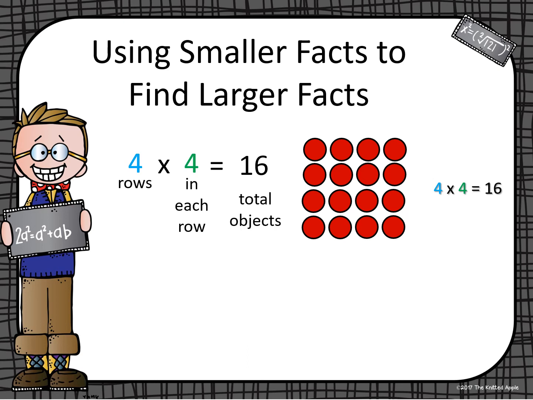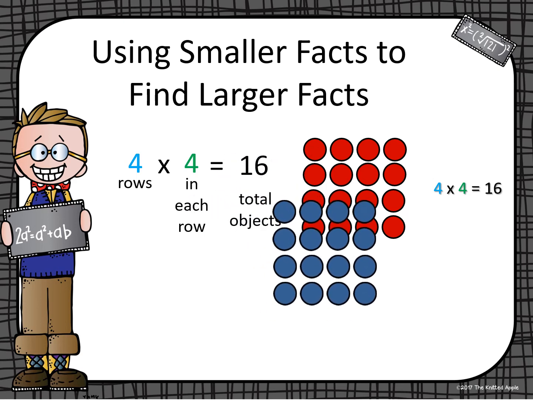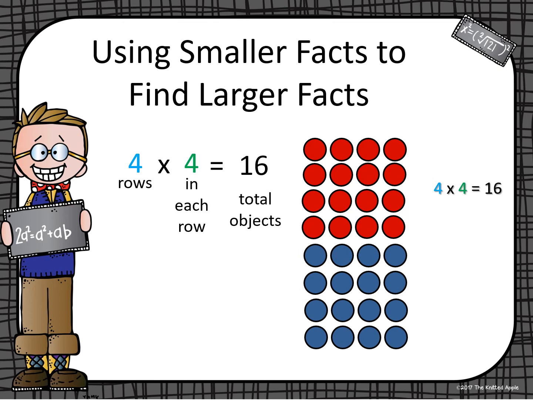Now let's take a look at our strategy that we were using before Thanksgiving. We were talking about using two smaller facts, and actually you could have as many facts as you want as long as you break it down into smaller equivalent pieces or equal rows, and you can use your smaller facts to find the larger fact. So let's just say, for example, we have 4 rows with 4 in each row. Well, if we were to add another 4 rows to that array, how many rows would we have? Well, we'd have another 4 rows of 4, and together that would mean that we would have 8 rows of 4.